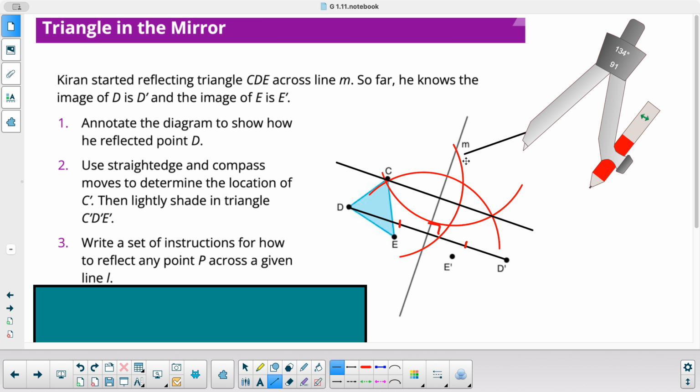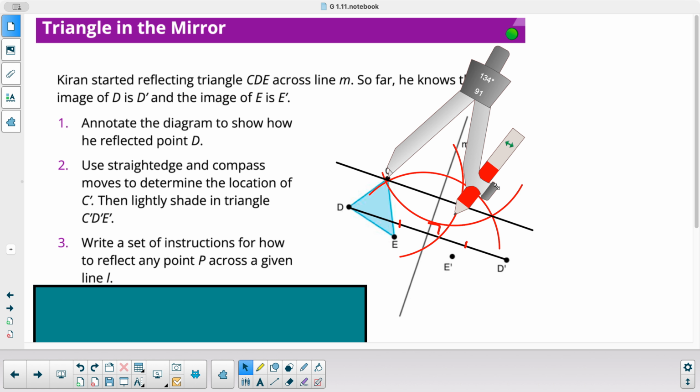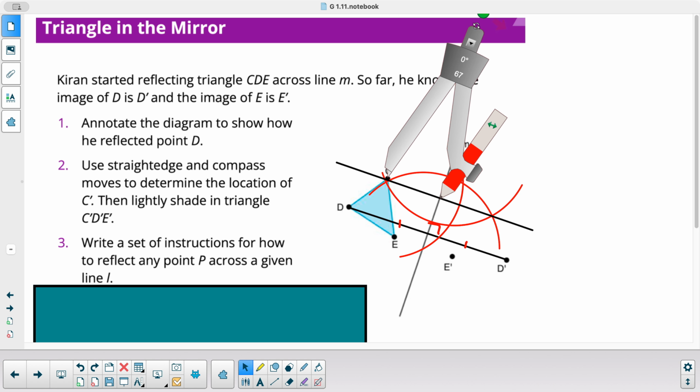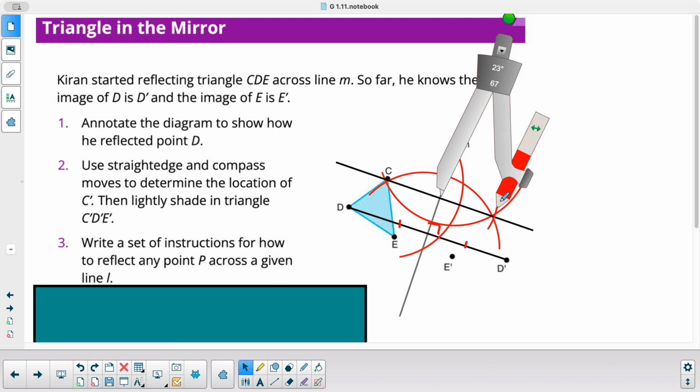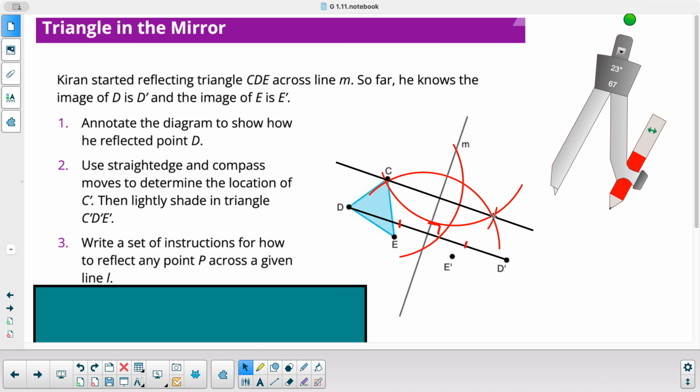And then I need to measure this distance from C to that intersection point, and then I need to mark that right there, which I guess would be the same as this point right there. So I guess I didn't need to do that last step, but right here is going to be my C prime. Okay, so if I connect these, check that out. Does it look like a reflection across line M? Looks pretty good. Lightly shade the triangle. Okay.